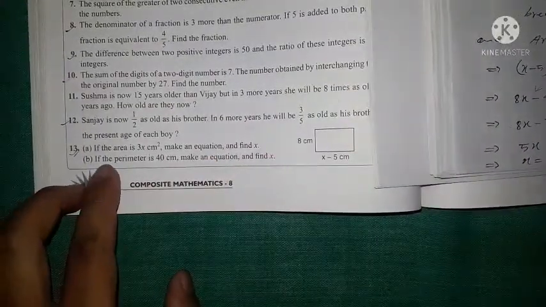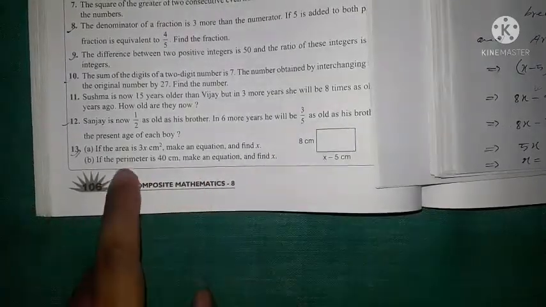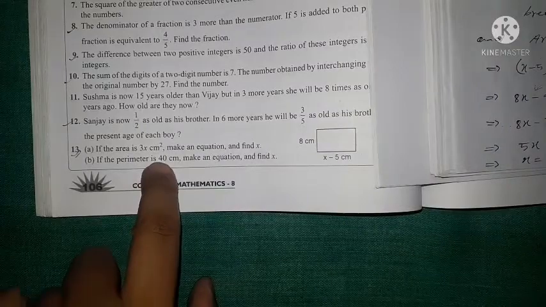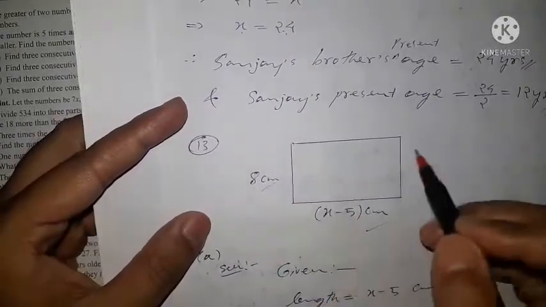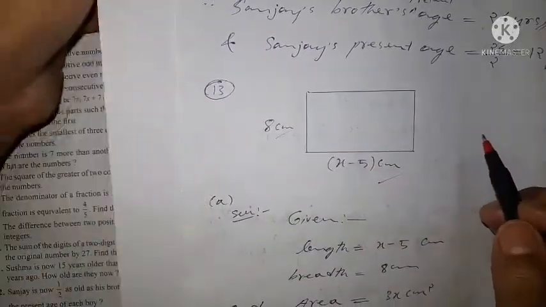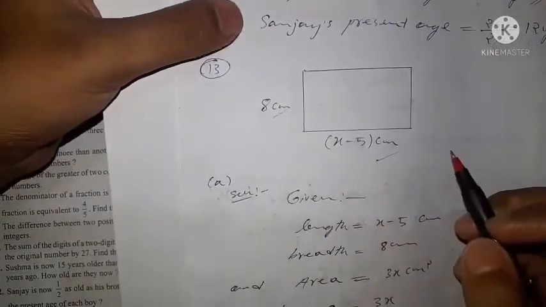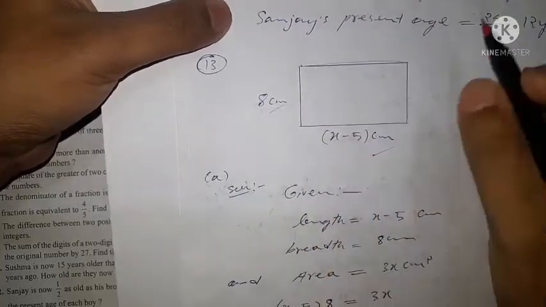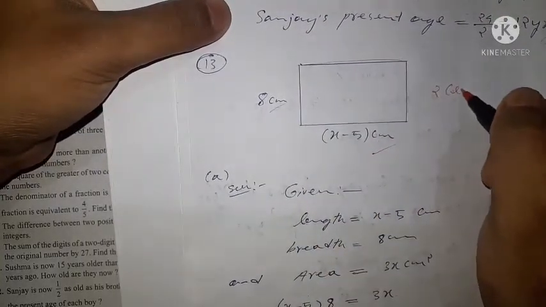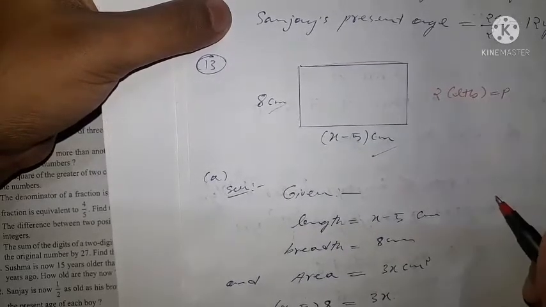In the second question, it is given the perimeter is 40 centimeter, make an equation and find x. Now it is given the perimeter is 40 centimeter, then we need to find the value of x. That means the perimeter of this rectangle is 40 centimeter. We know the formula to find the perimeter of a rectangle, that means the boundary of a rectangle, is 2 into length plus breadth. So this is the formula to find the perimeter of a rectangle.